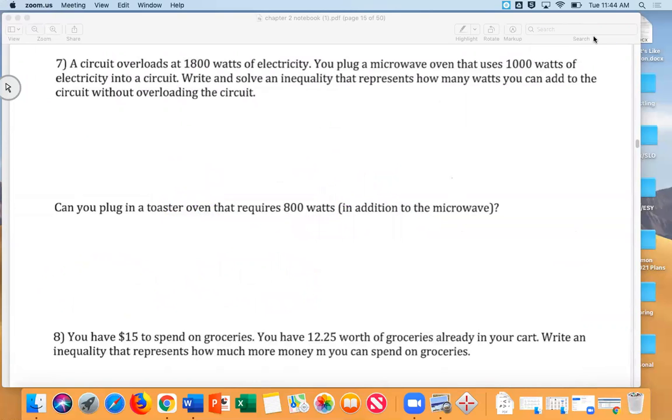All right, Ellie. Ellie, this one, we don't have a toaster oven, we have a microwave oven. So how many watts does the microwave oven take?